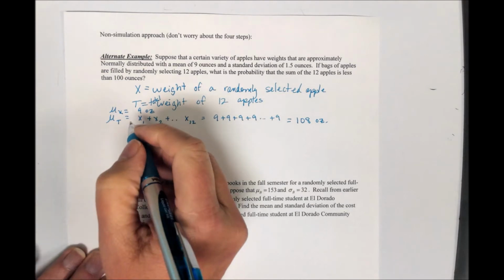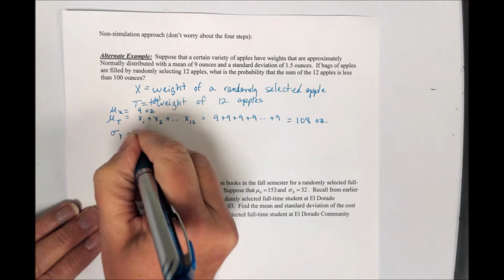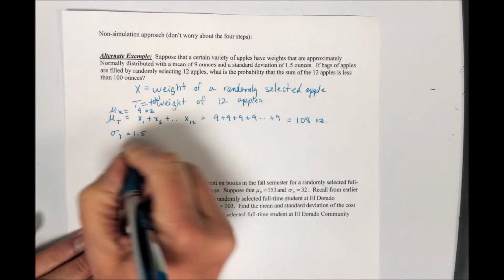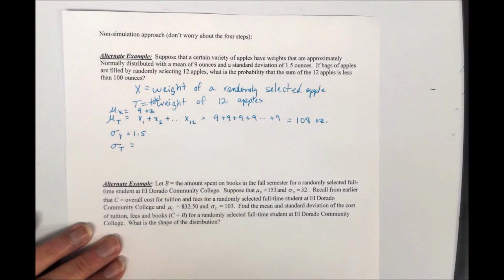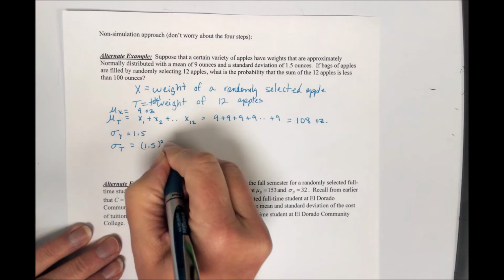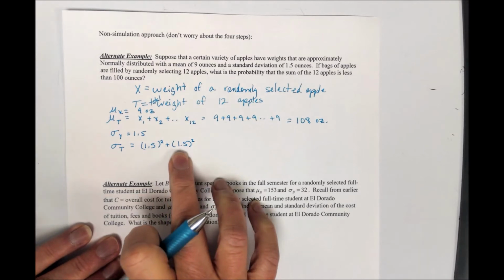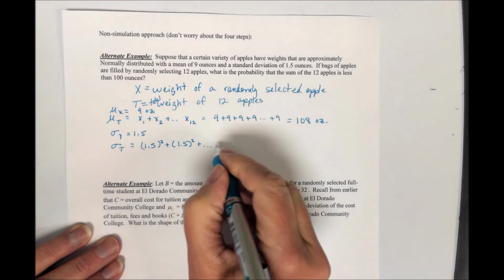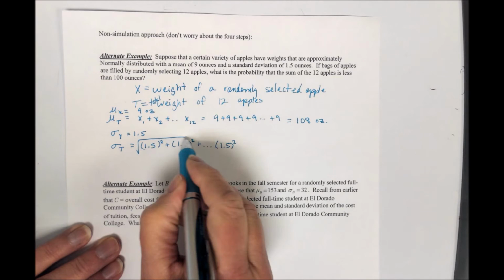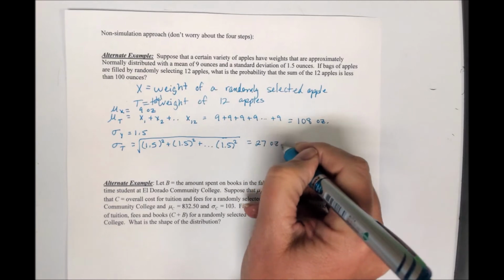And then I also have to find the standard deviation. So the standard deviation of x was 1.5. And so to find the standard deviation of t, remember I can't add standard deviations, I can only add variances. So I'm taking the standard deviation squared, 1.5 squared, and I'm doing that 12 times, because I'm able to add variances, and then at the end, again, I'm going to take the square root of the whole thing. So after you do all that math, you get a standard deviation of 27 ounces.